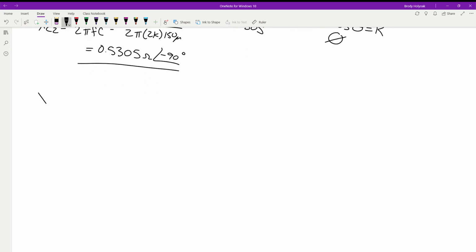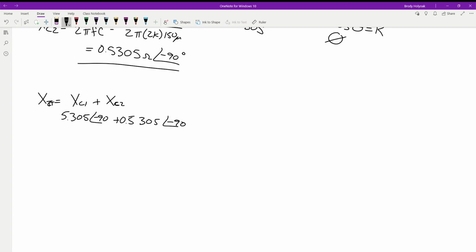So we have the reactance total, because that's all we have. XCT, the reactance of the capacitors total, is going to be equal to the reactance of capacitor 1 plus the reactance of capacitor 2. We already found that we had 5.305 at negative 90 plus 5.305 at negative 90. We'll add those guys together.